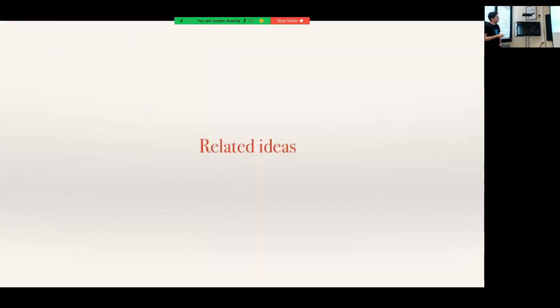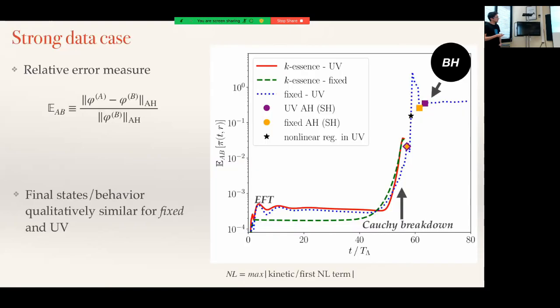And this star means that most of the difference between the two completions gets worse beyond this star, which marks the nonlinear regime. This is the point where the nonlinear self-interaction of the scalar is around the size of the leading kinetic term. So you see that this occurs after the breakdown, and after this point there are disagreements.